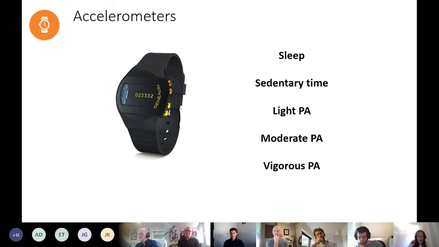These are typically worn on the hip or wrist. How they work is that they use accelerometer sensors to estimate the intensity and frequency of movement. The signals produced by the accelerometer are then interpreted using a scoring algorithm, where they can be processed into relevant movement components, which include sleep, sedentary time, light physical activity, moderate physical activity, and vigorous physical activity.